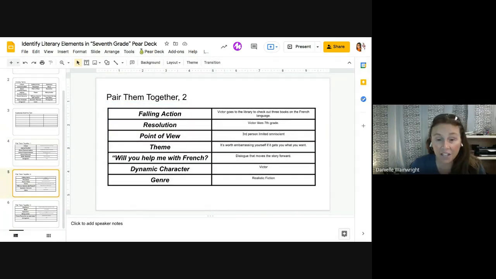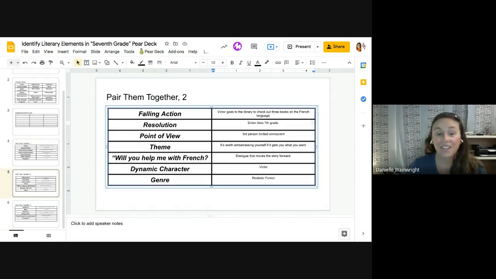So the falling action of this story, remember the plot line goes exposition, which is background, rising action, that's where the conflict starts to come in, climax, that's the tipping point, the most exciting point, and then you have falling action and the resolution. So the falling action of this story is Victor goes to the library to check out 3 books on the French language, and the resolution is that he's going to like 7th grade. That's the ending of the story.